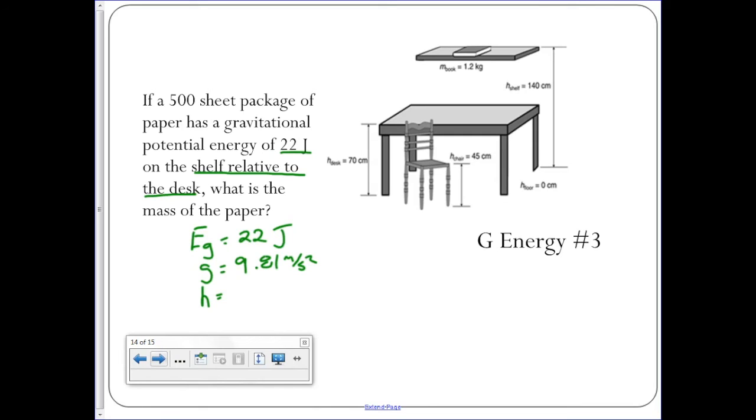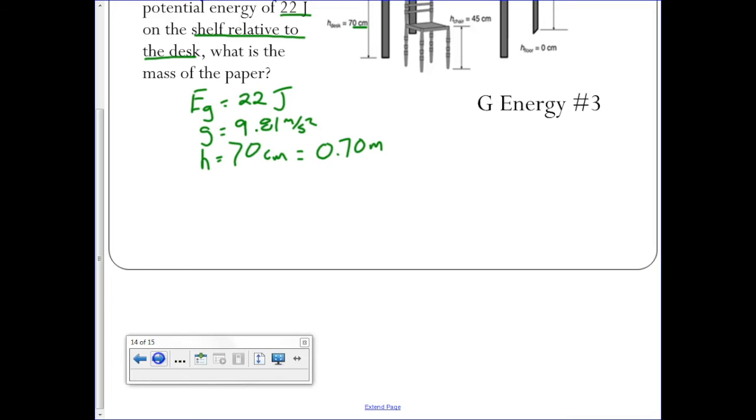In order to find the height from the shelf to the desk, we have to take a look at how high the shelf is, which is 140, and we have to subtract how high the desk is. So to find this, it would be 140 minus 70 gives us a total height of 70 centimeters, which is equal to 0.70 meters. So, we're ready to go now.